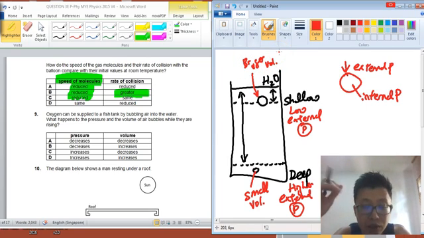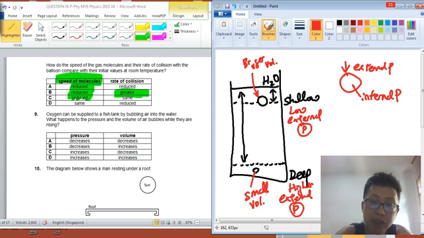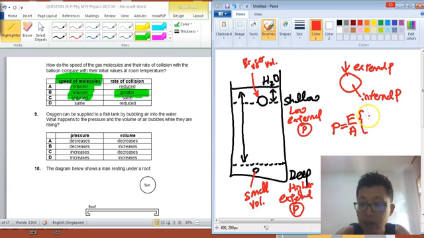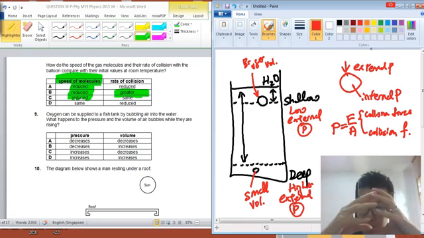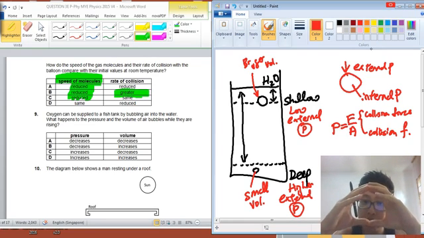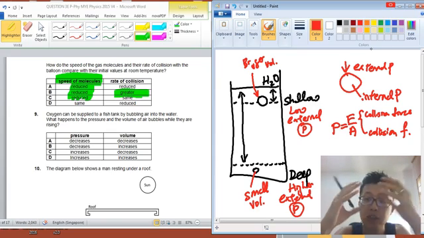Now, why is it that when you have a high external pressure, you will have a small volume? Remember, just now in the discussion, we talked about pressure equals force over area, and this force has two components, the collision force and the collision frequency. Now, when the external pressure is high, the internal pressure must be as high, because then you will achieve equilibrium and your bubble will stay in that shape. Now, how do I achieve a high internal pressure? There are two ways.